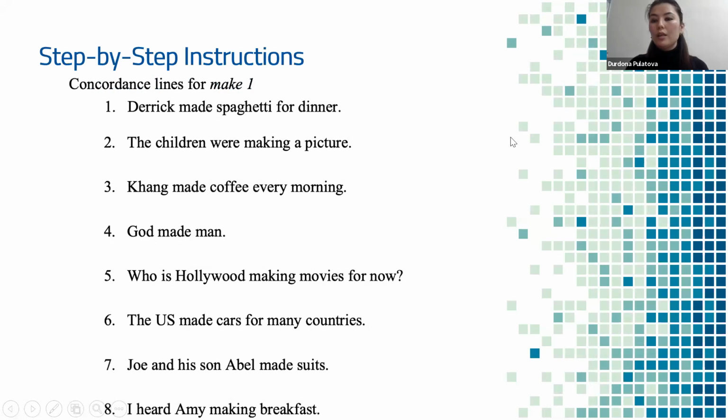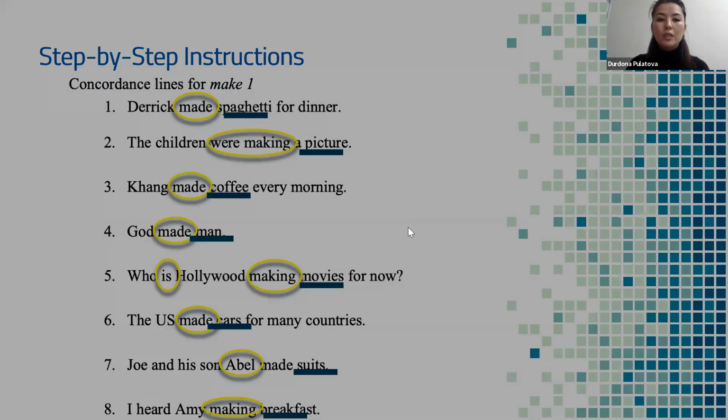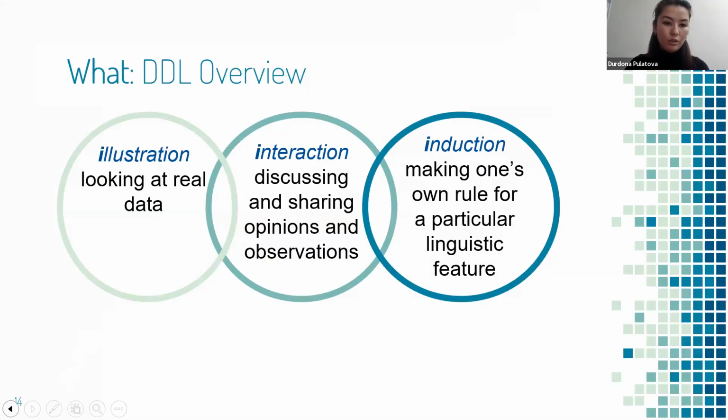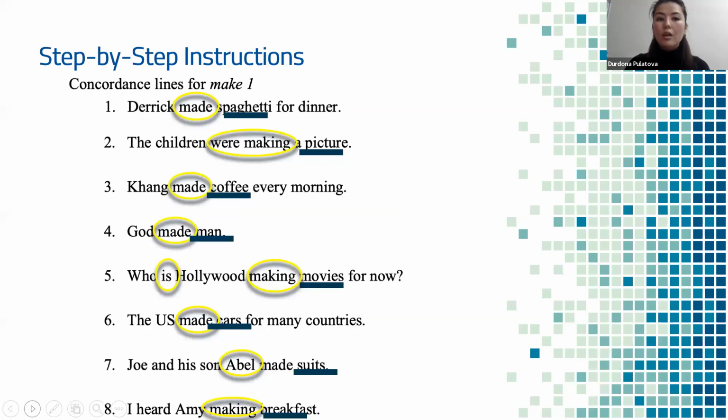So the topic was make. That's why I chose 15 concordance lines from two different types of corpora. The first one is Michigan, the second one is Longman.